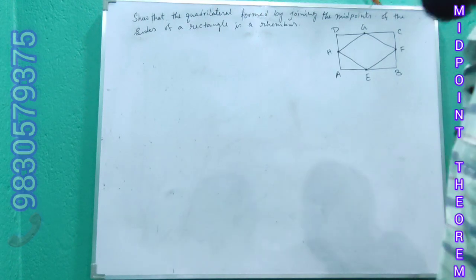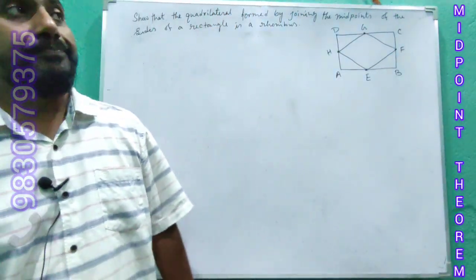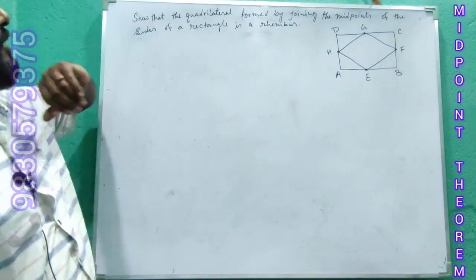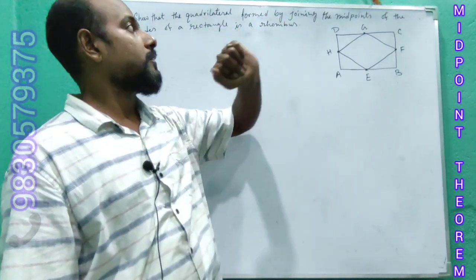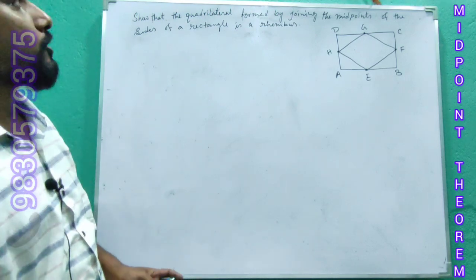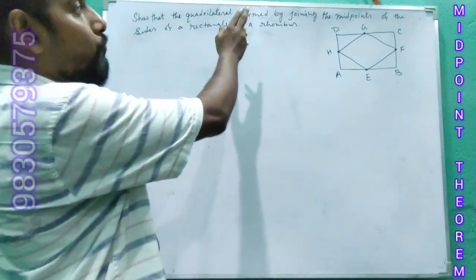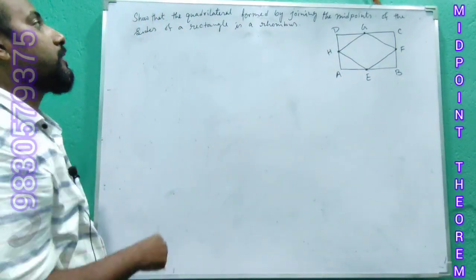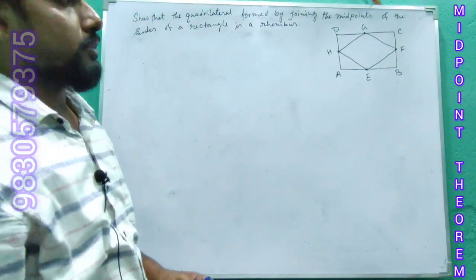Here is another question on midpoint theorem. In this question, show that the quadrilateral formed by joining the midpoints of the sides of a rectangle is a rhombus.